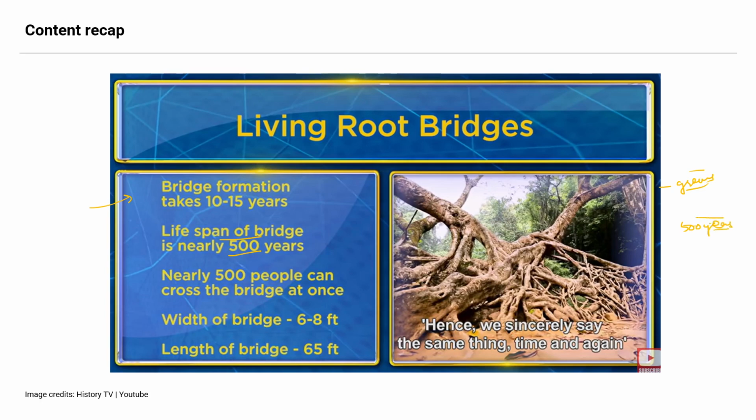Okay. Just imagine a space wherein you have concrete and you have steel members, having a limited life. These are living roots, so they have that strength which is able to support it. Nearly 500 people can cross the bridge at once. The width of the bridge was 6 to 8 feet, and the length was 65 feet. All right. So great example of how people have been able to live in harmony with nature and utilize natural elements in respect to their need of daily commute, of going from one place to another, which was a big challenge when there are heavy rains and there are multiple waterfalls and rivers.